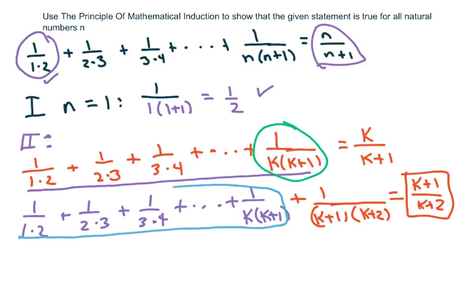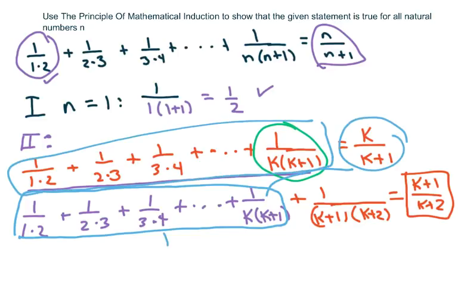So this equals this sum here, because these are the same. All right, so we have k over k plus 1, plus 1 over k plus 1 times k plus 2. I'm going to rewrite that on the next slide so we can work with it. So we have k over k plus 1 plus 1 over k plus 1 times k plus 2.